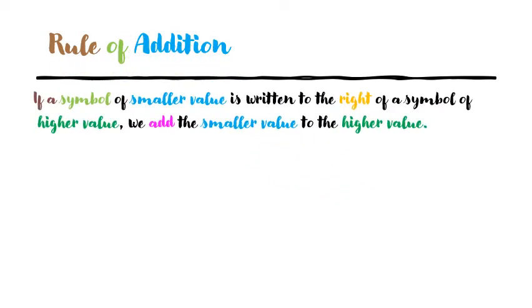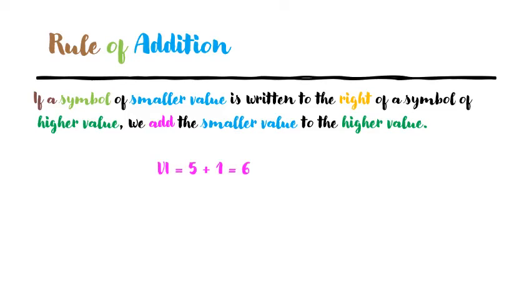Children, now let's move on to the next rule, that is the rule of addition. According to this rule, if a symbol of smaller value is written to the right of a symbol of higher value, we add the smaller value to the higher value. What does it mean? It means two symbols are written, say for example, V and I. Then you know I has a smaller value because I represents 1 and V represents 5. So if I is written on the right side of V, then what will happen? We will add the values. Okay, let's see.